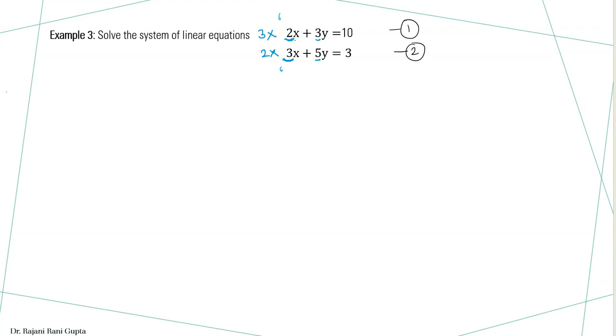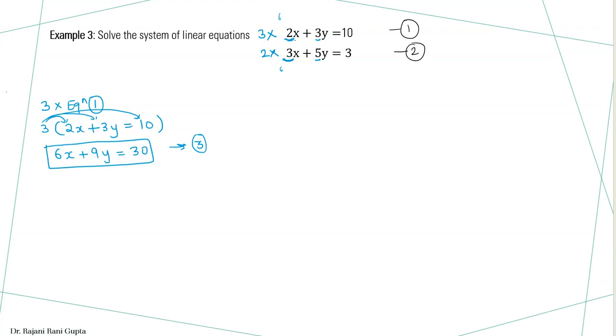So let's do this. Let's multiply equation number 1 by 3. So what do we get? 3 multiplied by 2x plus 3y equals 10. So 3 gets multiplied with each of the terms. What does this give you? 3 times 2, that is 6x, 3 times 3, 9y, 3 times 10, 30. So now this is your new equation. Let's name it equation number 3.